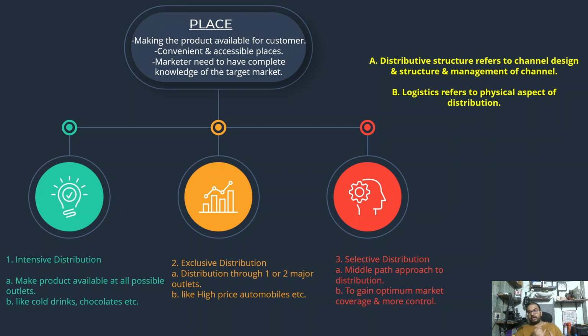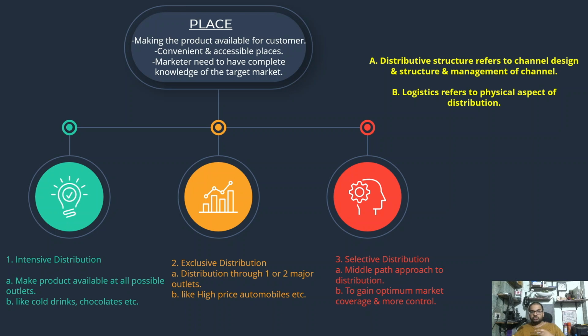So for example, cold drinks and chocolates. You go to any local kirana shop, go to any local grocery shop. Even if there are two different grocery shops side by side, you will find the Coca-Cola bottle, you will find the Pepsi bottle, you will find the chocolate. Why? Because these companies follow intensive distribution. Another example is Nestle, the Maggi. You go to any local shop, you will find the Maggi packet there. Why?